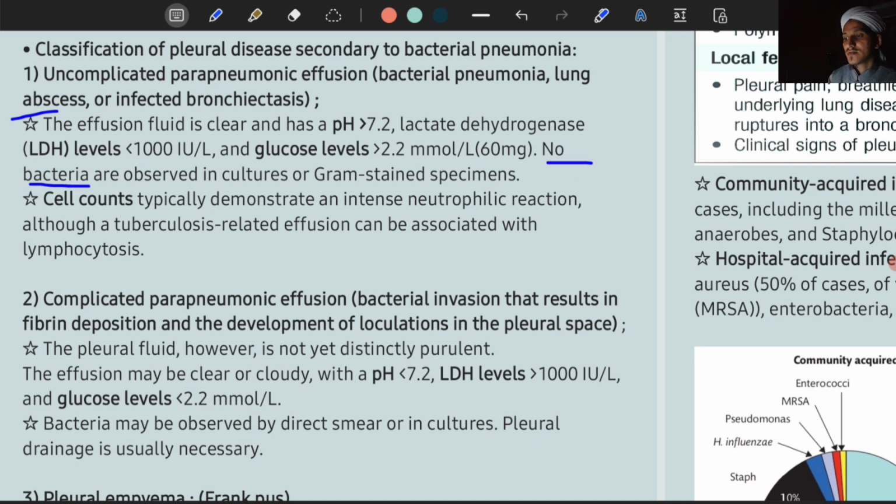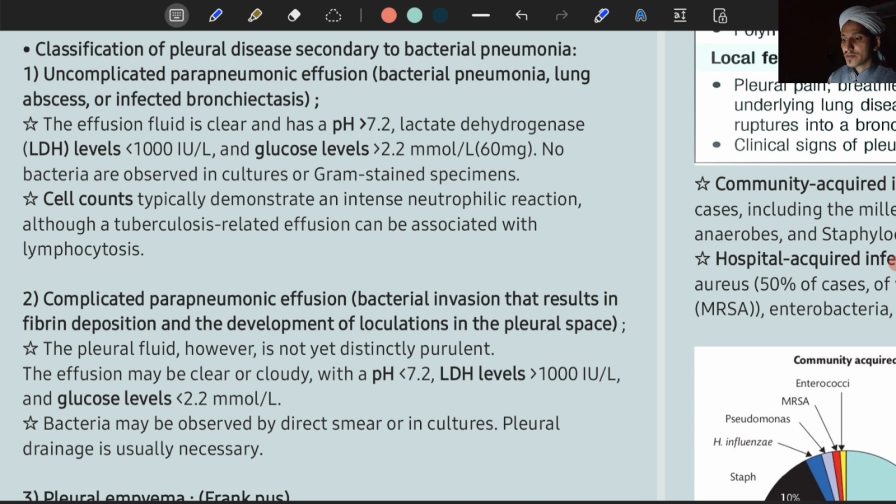Cell counts. What are the cell counts? So with these three, you remember fourth one as cell count. There will be neutrophilic reaction, and if it is a tubercular associated tubercular effusion, there will be lymphocytosis. That's an uncomplicated parapneumonic effusion.